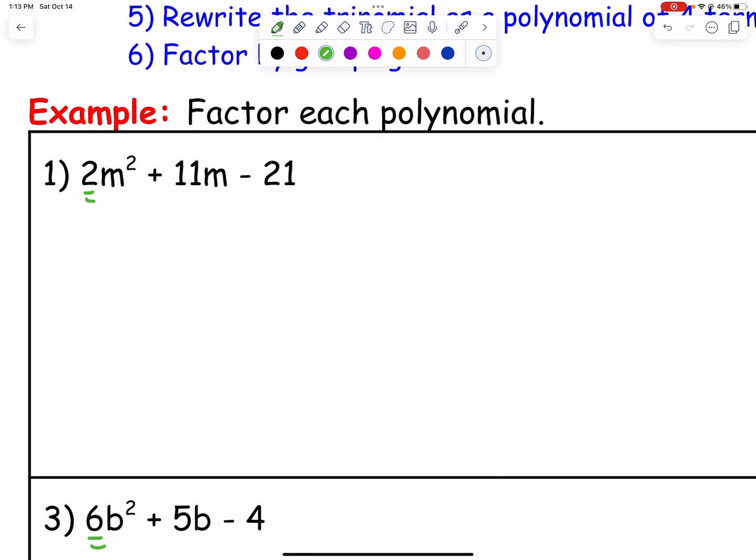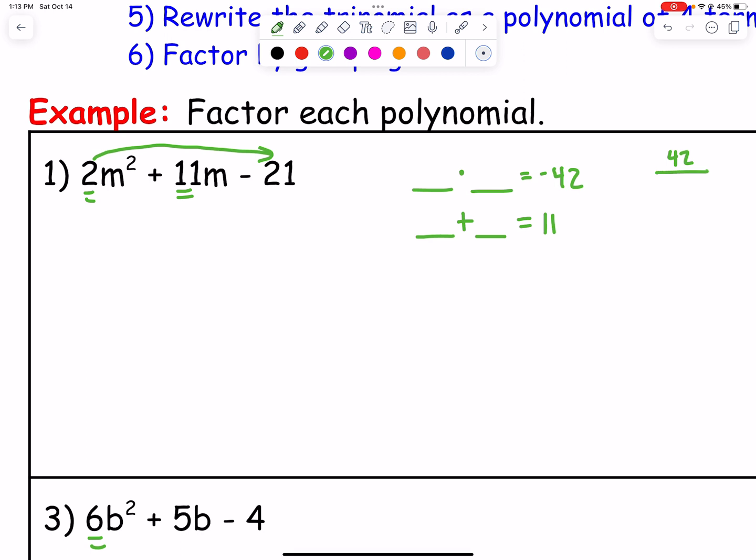So let's first take a look at, do we have a greatest common factor? So I see I have 2, 11, and negative 21. There's not a number other than 1 that would divide into those 3, so we're not going to take out a greatest common factor this time. So let's go ahead and multiply the a times the c to get started. So 2 times negative 21 is negative 42, and then we want to always add up to get our b value, which is 11.